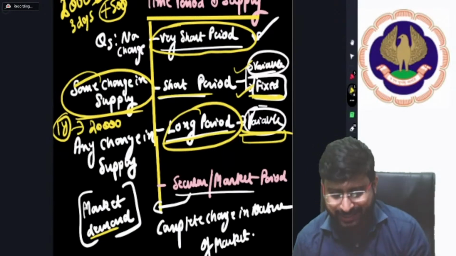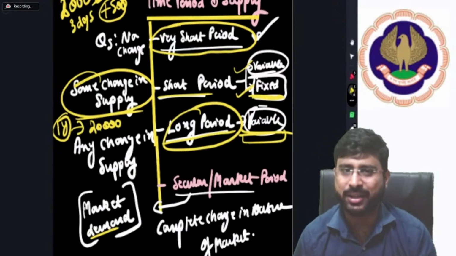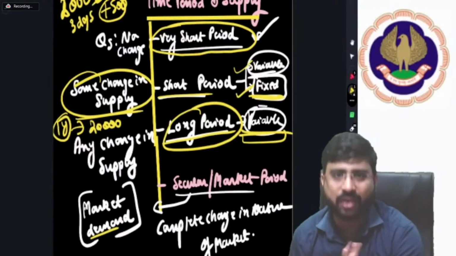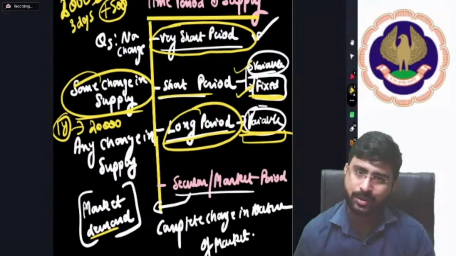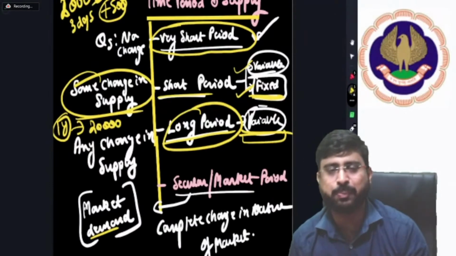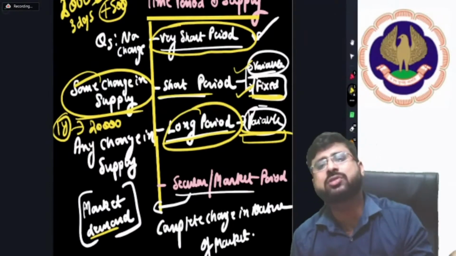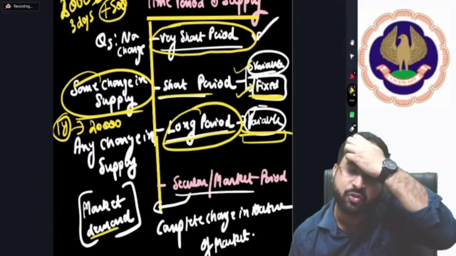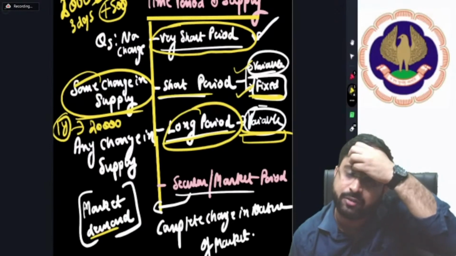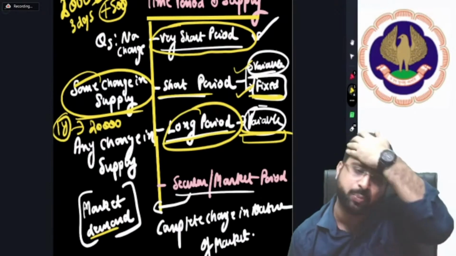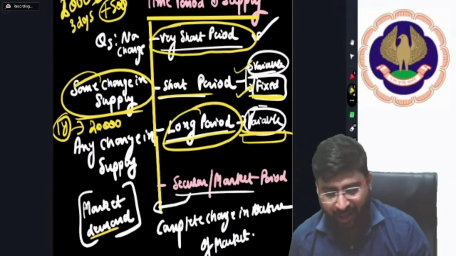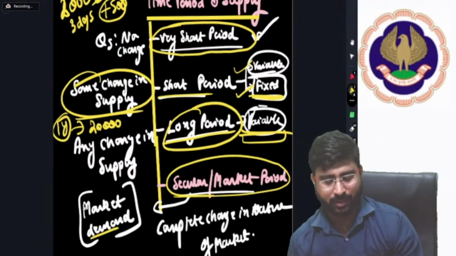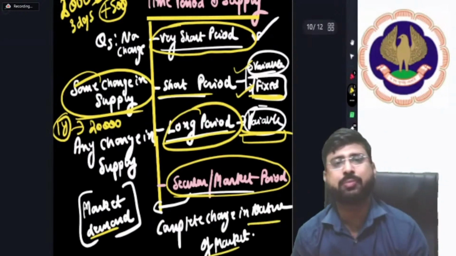Yes or no? This is a change in dynamism, where the entire economic structure is changing, where the demography is entirely changing, where the kind of behavior the people have is changing. So suppose a country has a lot of uneducated people, but 50 years later, the country has every educated person. So the kind of product that will be supplied will be different, and therefore it is a secular or a market period. Complete change in the nature of market.